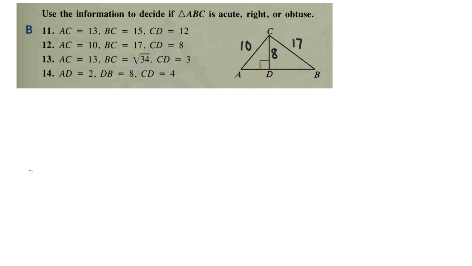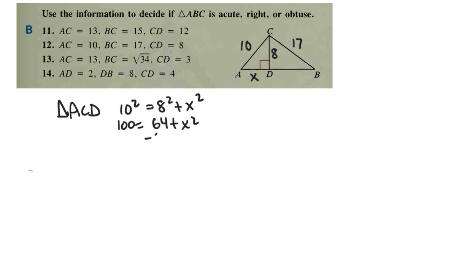So for triangle ACD, 10 squared, the hypotenuse, is equal to 8 squared plus x squared. I'm calling this x right here. So 100 is equal to 64 plus x squared. Subtract 64, and you have 36 is equal to x squared. If we take the square root of both sides, we have x is equal to 6. So this is going to be 6.